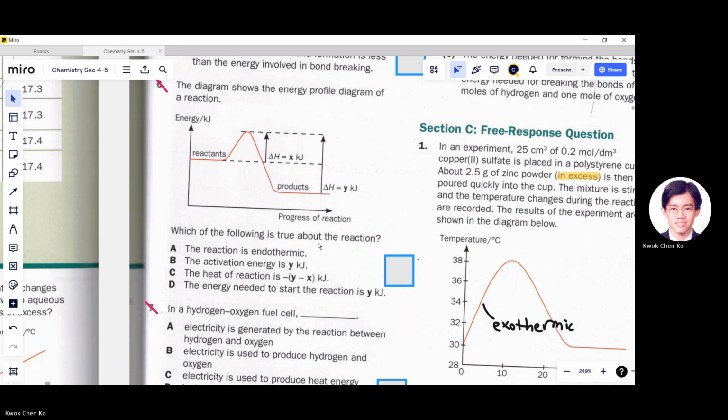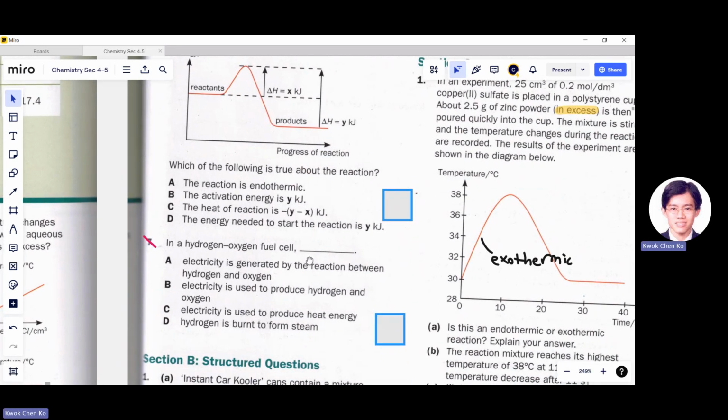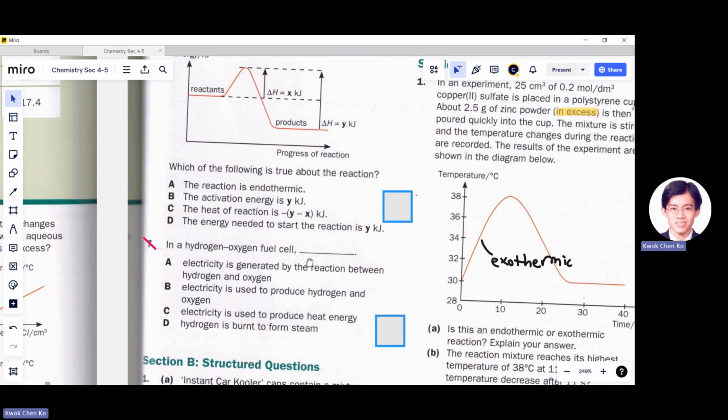Used to produce heat energy. Hydrogen is burnt to form steam. Okay. Steam. Did I use the word steam? I don't think so, right? What did I, what? Oh, it's A.